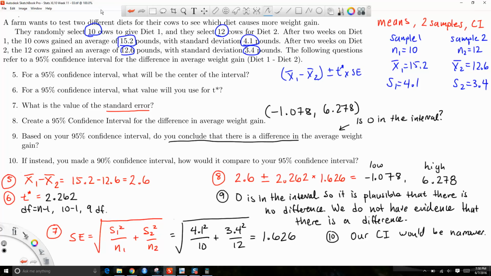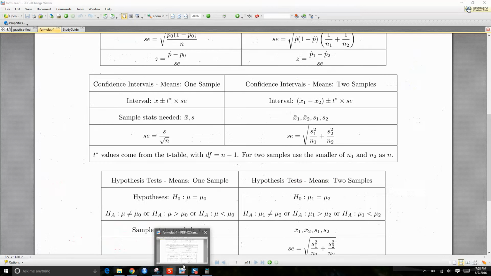What's the last word? Narrower, less wide. Okay, is that all right? Number 10? Good? I'm going to move on here.